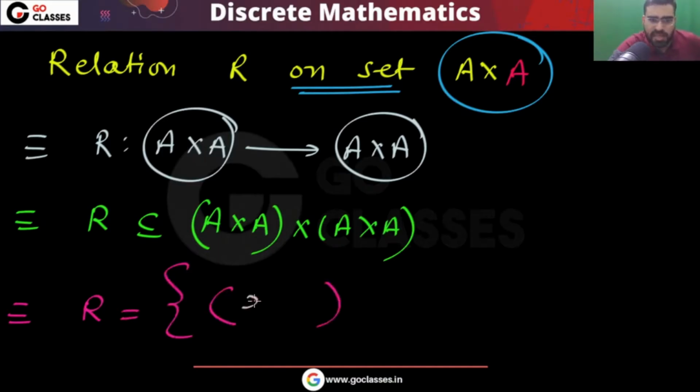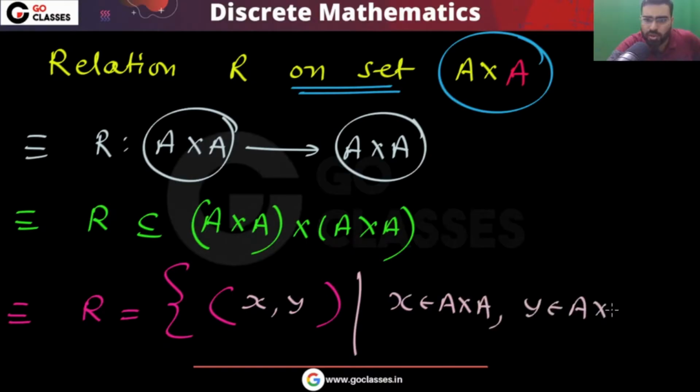Okay, in this relation R, you have ordered pairs x comma y, such that again this x will come from A cross A, this y will come from A cross A, and this x must be related to y. There will be some condition, and this x must be related to y. I hope all these points are very clear, because these are very important.